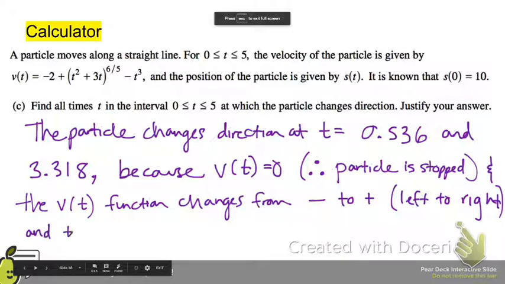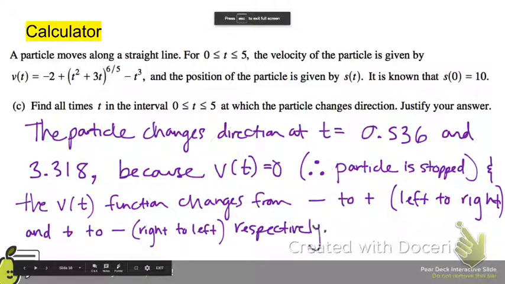And positive to negative from right to left, respectively. Again, the reader will know if you list this t-value first and this t-value second, and then you say it changes from negative to positive first and positive to negative second, and then put that word respectively right behind it, that the first t-value and this first justification go together, and then the second t-value and the second justification go together.